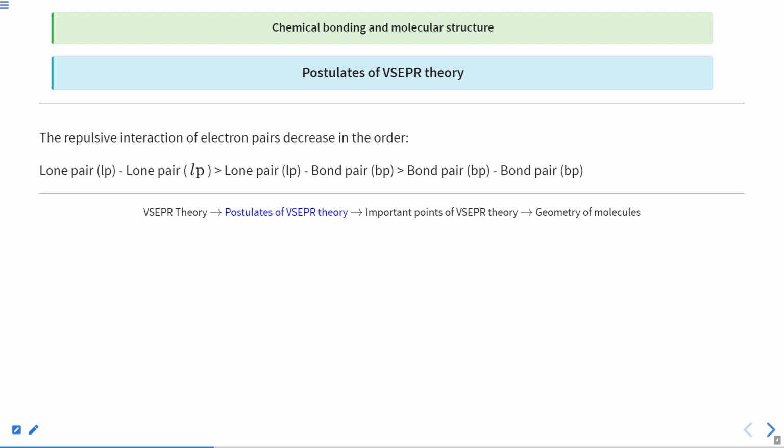With this, I will just stop this lecture. We have just got an idea about what the valence shell electron pair repulsion theory is. We will apply it to molecules, and then you will get a more clear picture. With this, I end my lecture. Thank you.